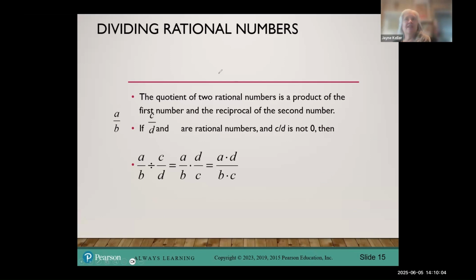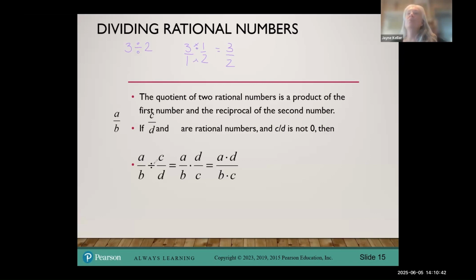Dividing is also easy because to divide is the same as to multiply by what we call the reciprocal. So if you think about 3 divided by 2, that's like saying half of 3. So 3 times 1/2. And when I'm multiplying a whole number times a fraction, I can just rewrite it like this, 3 over 1, and then I can still multiply numerators, multiply denominators, and I have 3/2.